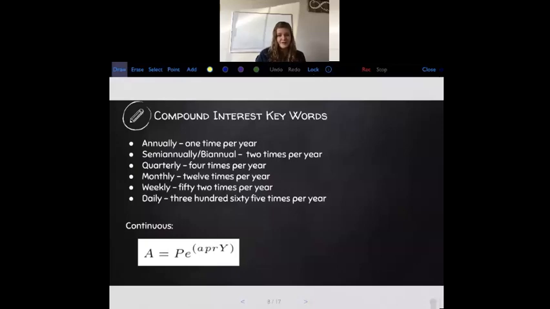Annually, compounding annually means it happens once per year, semi-annually is twice per year, quarterly is 4 times per year, monthly is 12 times per year, weekly is 52 times per year, and daily is 365 times per year.